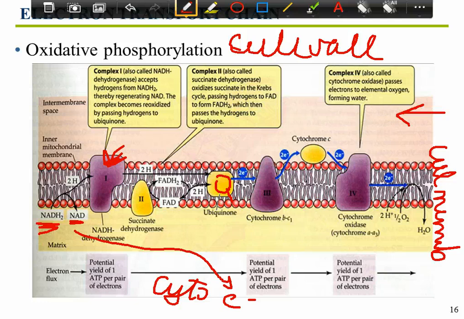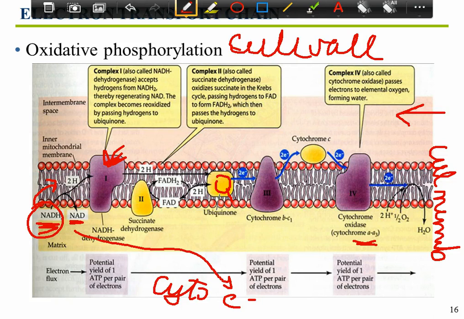Quinone passes them off to cytochrome C, becomes reduced. Then it passes them off to cytochrome B, which becomes reduced. Then ultimately, the electrons get handed off to cytochrome A, which becomes reduced. Now, by this time, more NADH has started passing electrons down the electron transport chain.